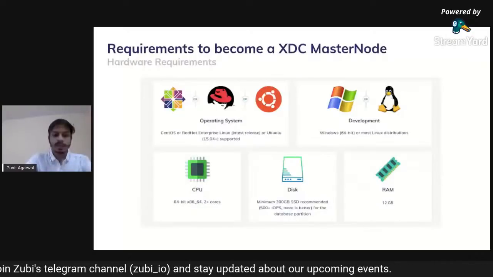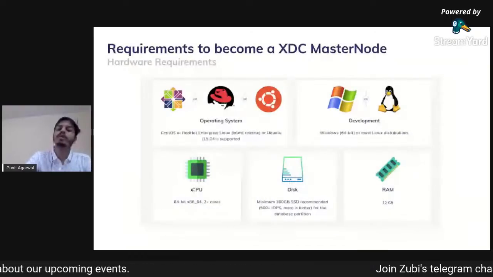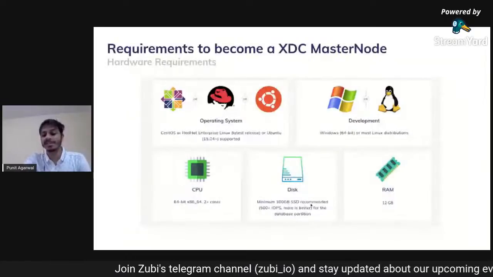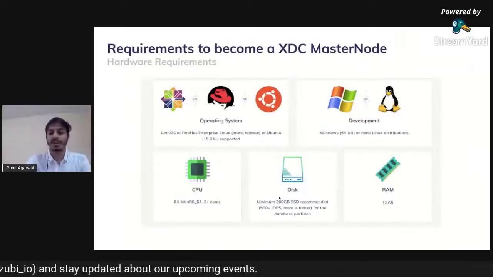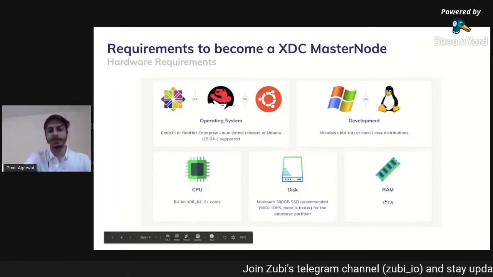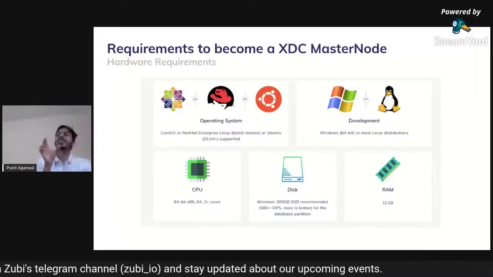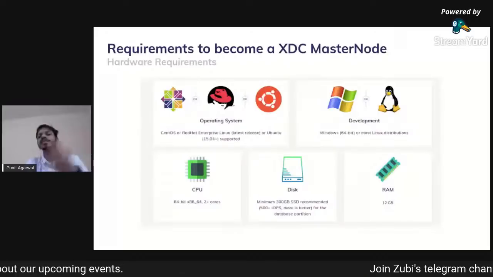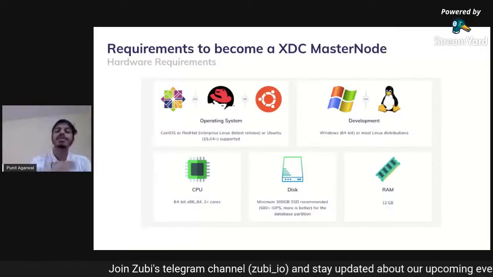You need to have a 64-bit CPU, and it should have 2 plus cores. The minimum space is a 300 GB SSD recommended. If you want to become a full node, you must have a minimum of 300 GB of data, and the RAM requirement is 12 GB. This is only required if you want to become a very specific kind of full node, which is a master node. So if you want to become a master node, these are the specifications being recommended to you for a seamless experience of a master node.